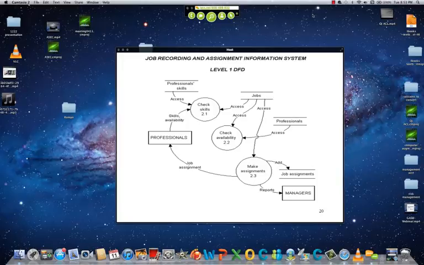So let's say 2.1. So first we check skills, right? So we have a job, and we want to check whether we have employees with some skills. And suppose we did it. We access professional skills, and we found out that we have some employees with those skills to do the job. Then what? What would you do then? Yes? Check availability. Yes.